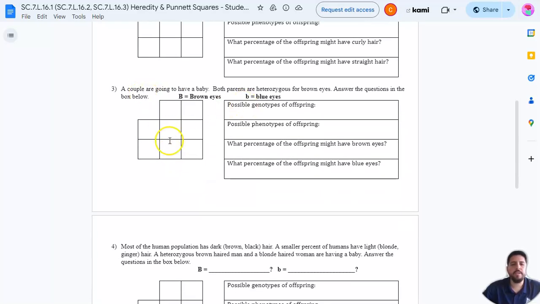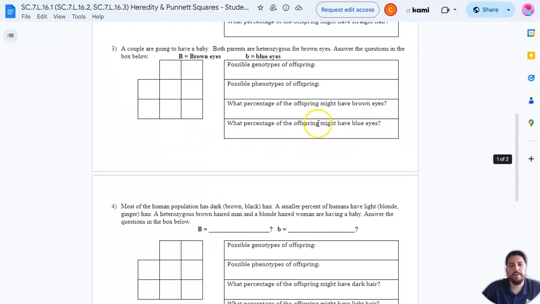Now I want you to do number 3 and number 4 on your own. I'll kind of guide you here real quick. But remember, heterozygous means that it's different. So it would be 1 capital, 1 lowercase. In this case, both parents are heterozygous. So you put 1 capital, 1 lowercase, 1 capital, 1 lowercase, and then fill in the boxes in the middle.